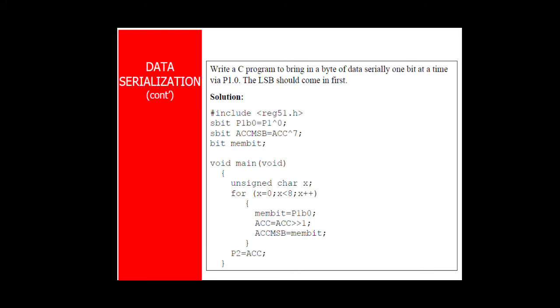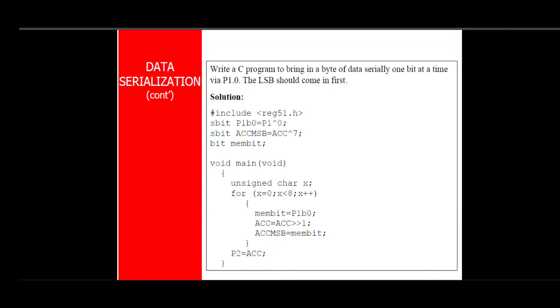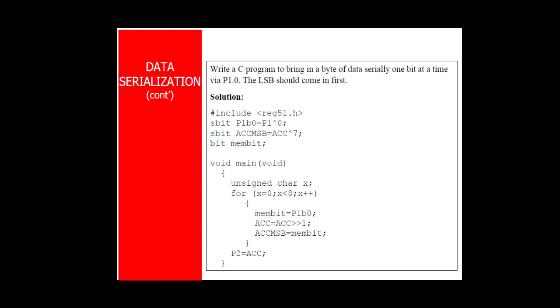Then inside the main function we have x variable and which is our counter variable, and within the for loop we have first line here membit is equal to P1.0. The membit is a variable of bit type, bit data type. It is just used like a mediator to transfer data between P1.0 to the accumulator. Okay.